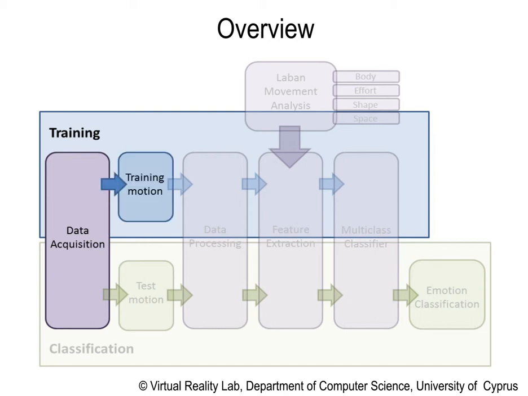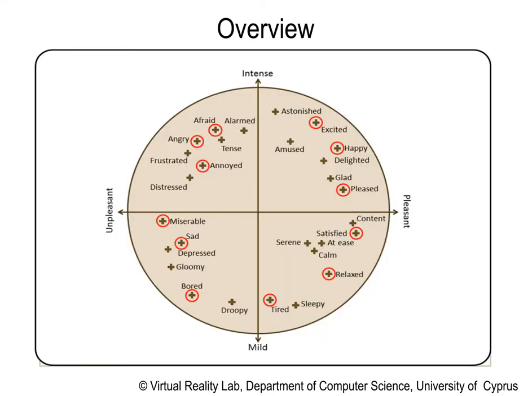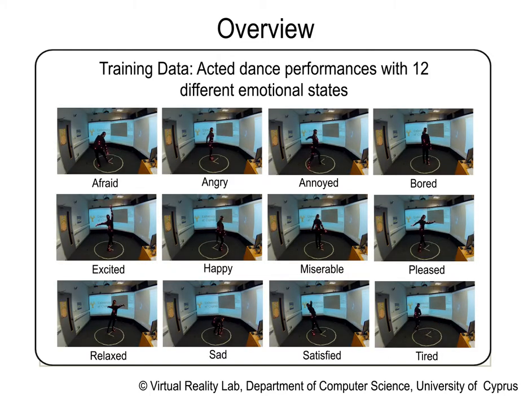In the first phase, data were captured using a motion capture system. We chose 12 emotional states using the Russell circumplex model of emotion. This model distributes emotions in a two-dimensional circular space. 6 different dancers were asked to perform 12 acted contemporary dance performances, each one with a different emotional state.